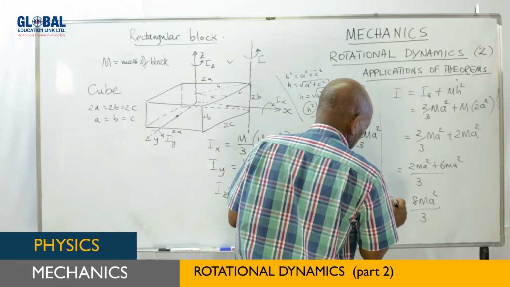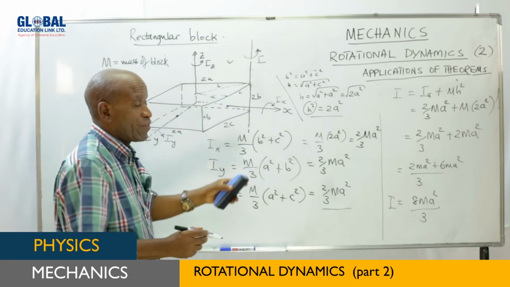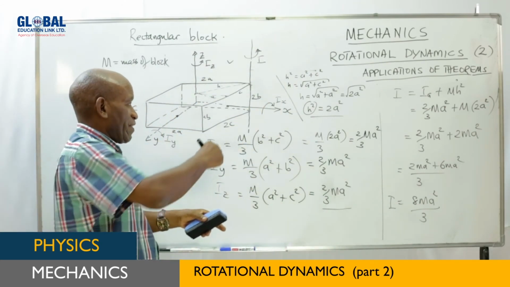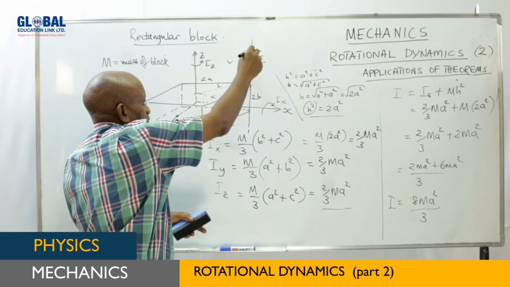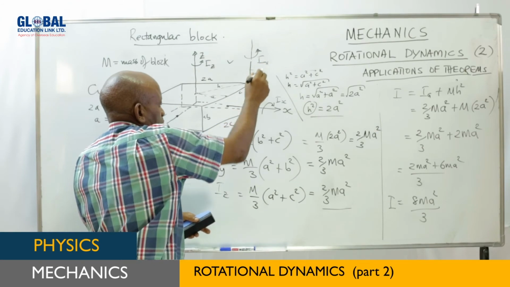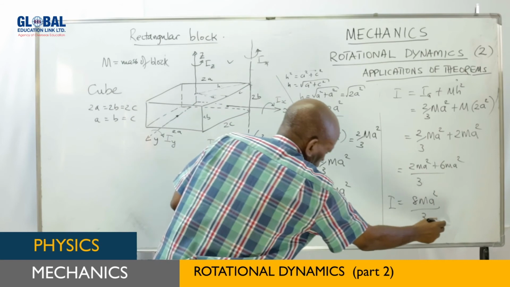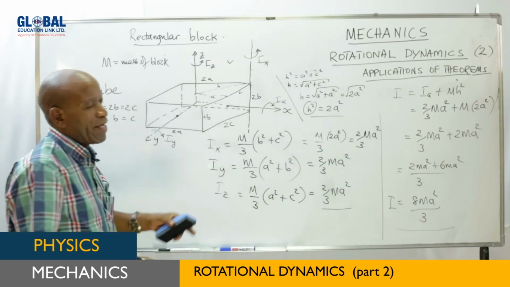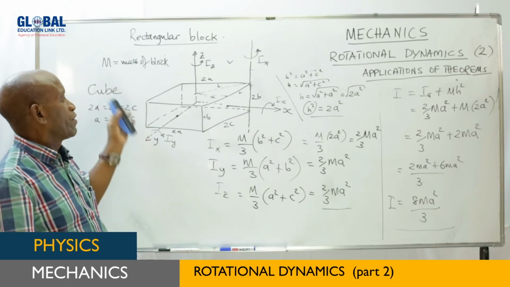So this will be the moment of inertia about this particular axis, which is passing at the edge, such that whenever you're rotating a cube about this particular axis, its moment of inertia will be equal to this much. And the same problem can be solved if at all this is not a cube.